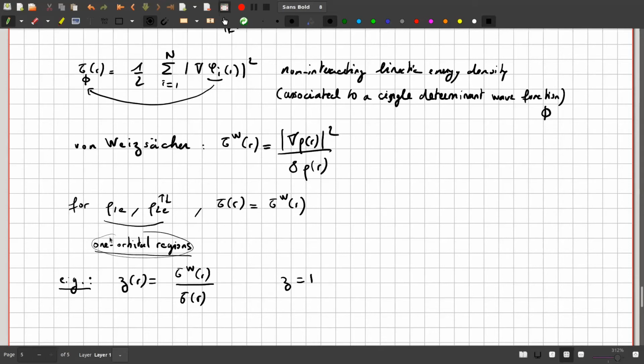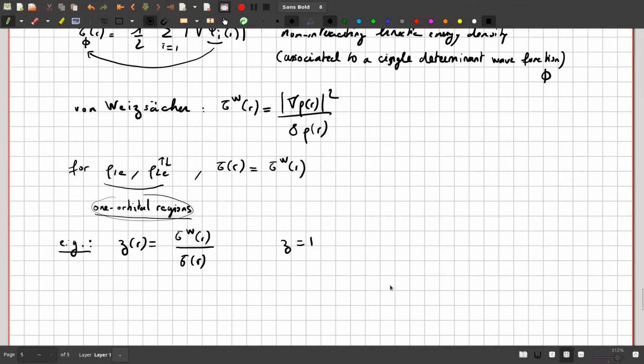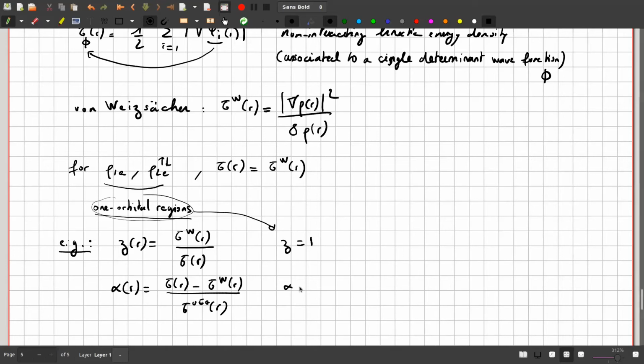What you can do with this information is, for example, use it to try to remove the self-interaction error in the correlation functional. Another indicator that is used is called alpha of r, and it is the difference between the tau of r of your real system and tau_W, divided by the non-interacting kinetic energy density of the uniform electron gas, which has a simple expression. In this case, the one-orbital regions are identified by alpha equals 0.